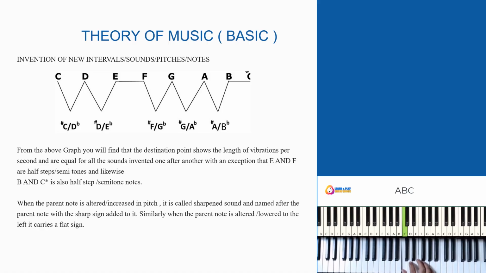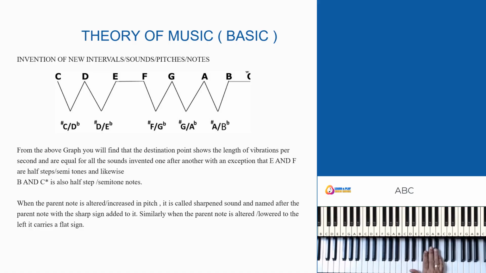So between C to D is the second note from C. C to F, the fourth note, because C, D, E, F. So this is how the intervals are understood. And they are the sounds.